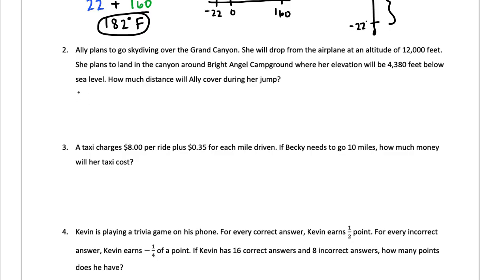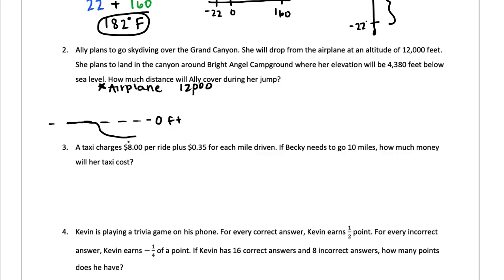Well, again, here it's really helpful if we draw a picture. So I'm going to draw the canyon here, and we're going to say that sea level, that's our neutral level, is at 0 feet. She's jumping all the way from up here in an airplane. She's skydiving, and her elevation to start is at 12,000 feet. So she is already starting from all the way up here, and that's a positive 12,000, so I don't want to put that minus in front of it.